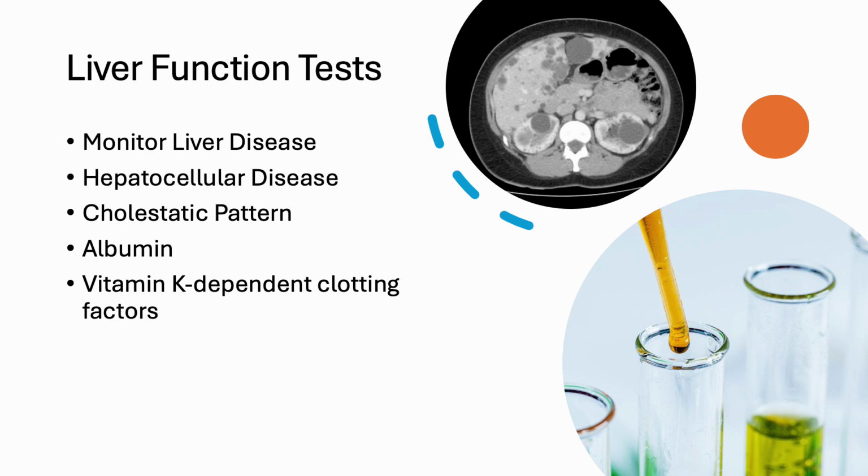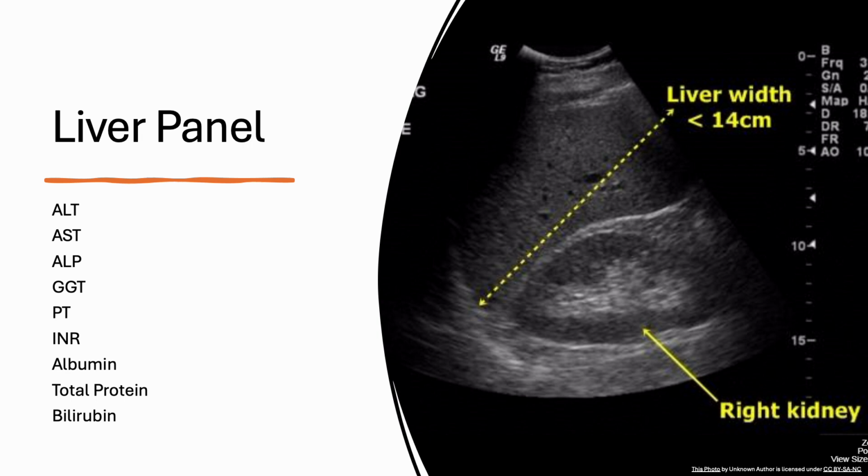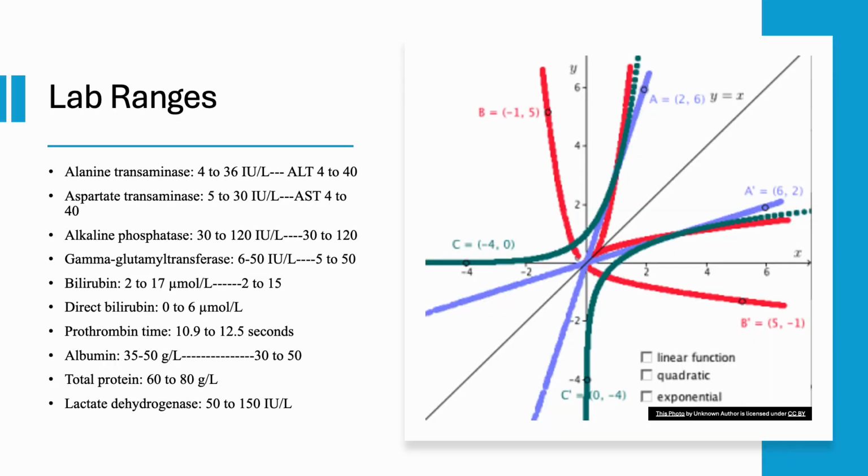The actual function of the liver can be graded based on its ability to produce albumin as well as vitamin K dependent clotting factors. Liver function tests, also referred to as a hepatic or liver panel, are the following: ALT, AST, ALP, GGT, PT, INR, albumin, total protein, and bilirubin. The liver also plays a significant role in metabolism, regulation of red blood cells, and glucose synthesis and storage. The lab value ranges are listed here.